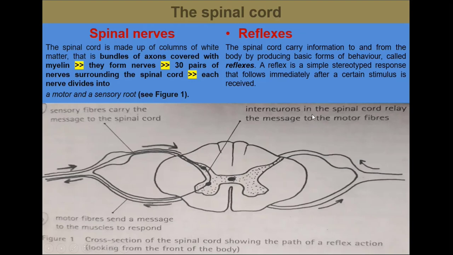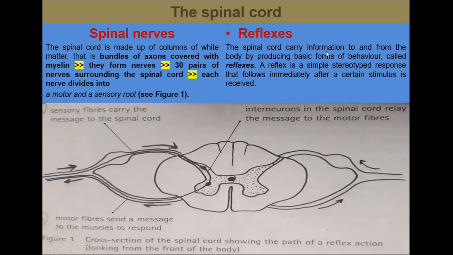The interneuron in the spinal cord relays the message to the motor fiber. It doesn't go straight to the motor fiber, but it is coordinated to the motor fiber. That's the spinal cord. Then they say it reflexes.